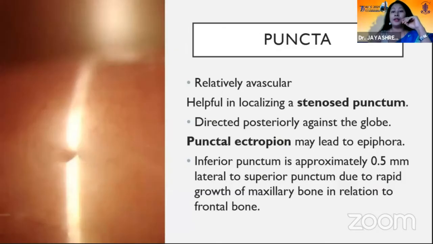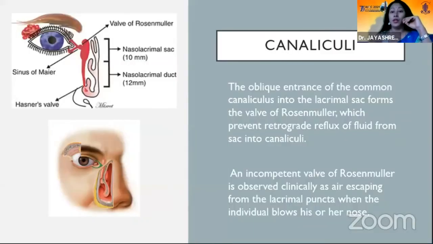The clinically relevant parts: the most important is the punctum, which we know is a relatively avascular structure. Even if the punctum is stenosed, we can make out the position of the punctum by its avascularity. And the inferior punctum, we know, is just 0.5 millimeter lateral to the superior punctum because of the disproportionate growth of the maxillary bone as well as the frontal bone.